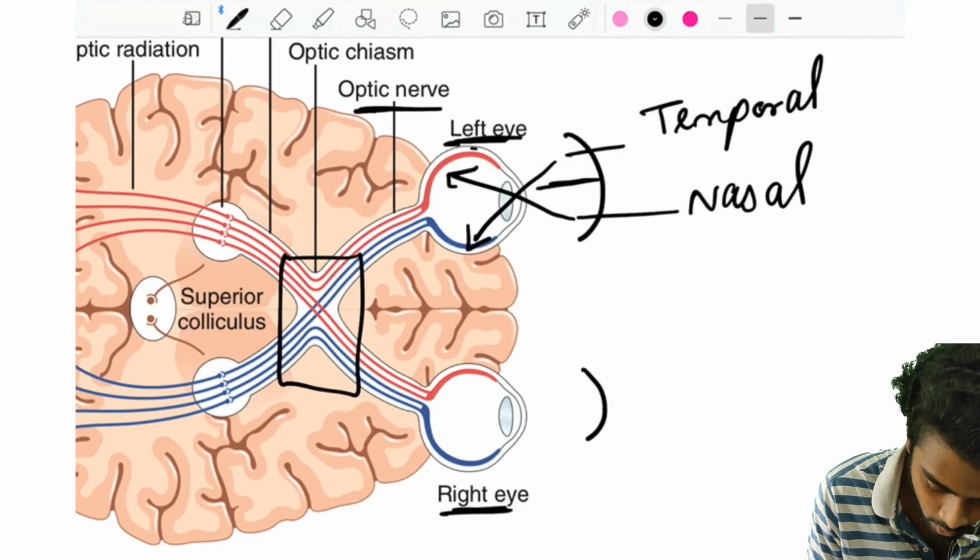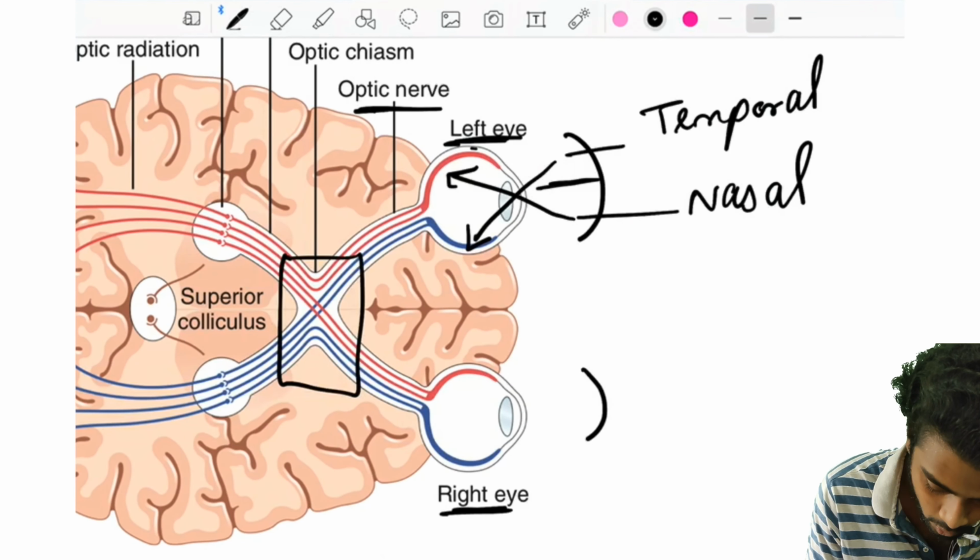So what will happen, after we leave the optic chiasma, which means in the optic tract, we get the temporal half of left eye and the nasal half of right eye. See the red fibers, they just cross in the optic chiasma, and as a whole what we get in the optic tract is the temporal half of left eye and the nasal half of right eye. Okay, guys.